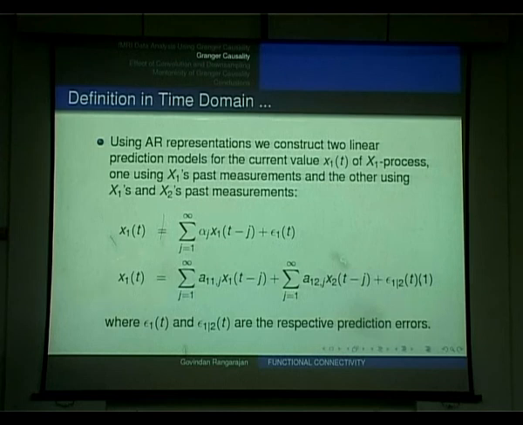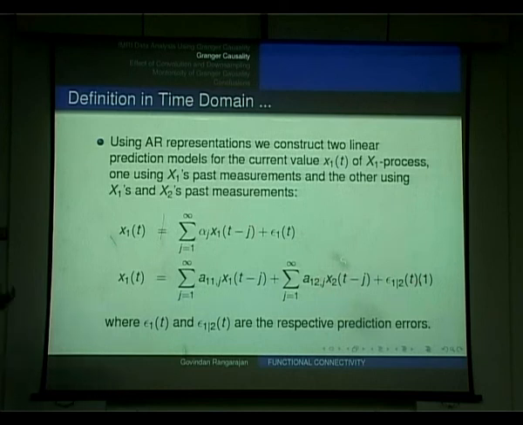Next, you try to predict the current value of x1 not only using the past values of x1, but you also use the past values of x2 to predict the current value of x1. So now we are putting in more information. You are using not only the past of x1, but also the past of x2 to predict the current value of x1. Then you get some other error, which I call epsilon 1 given 2. Now, if this error is smaller than the first error, then you say that x2 has a causal effect on x1.